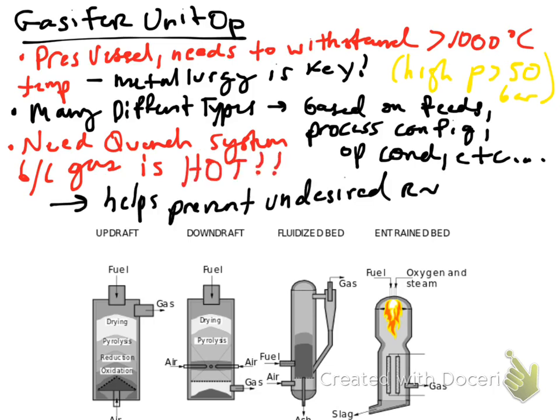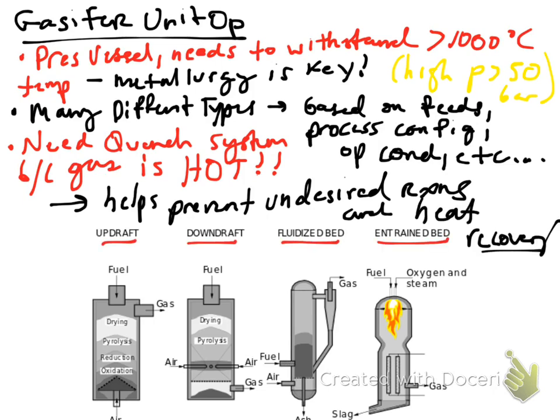because the gas comes out so hot. If you can imagine, the gasifier is at about 1200 degrees C. And so that gas needs to be quenched very quickly for a few reasons. The main one being to help prevent undesired reactions from happening. The second one is to prevent degradation of downstream equipment, because if you can imagine, if the metallurgy downstream is not designed to handle those temperatures, then you're going to run into some serious problems.